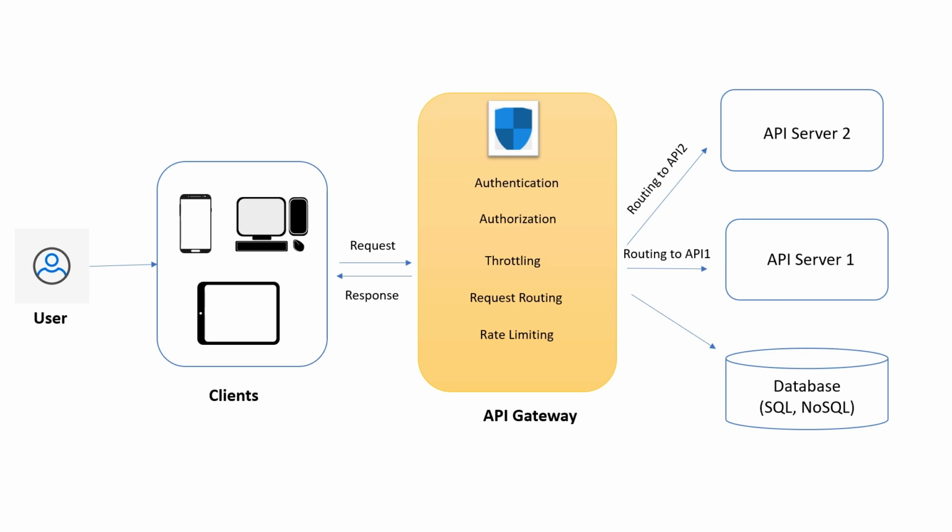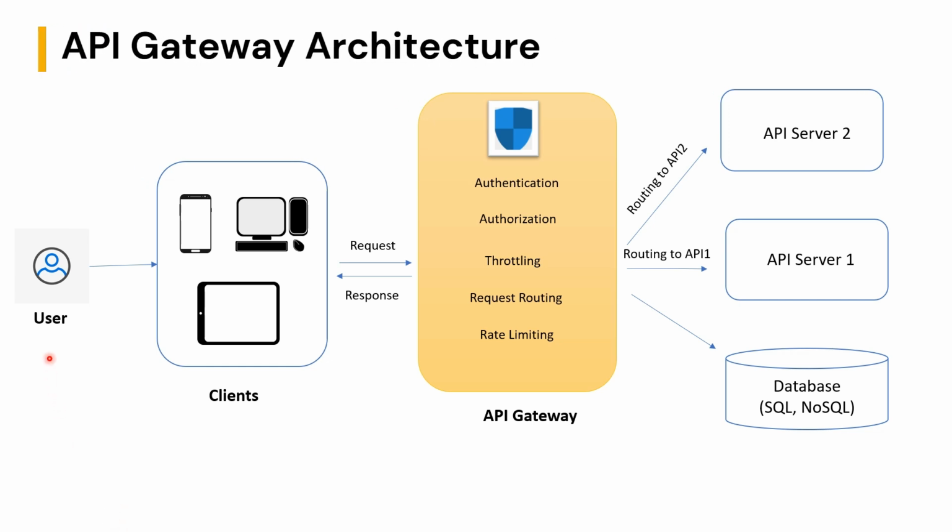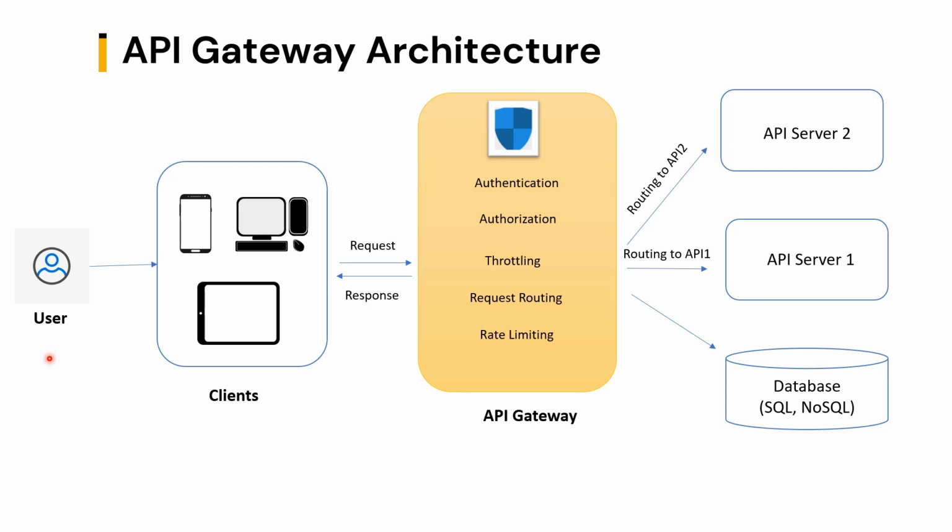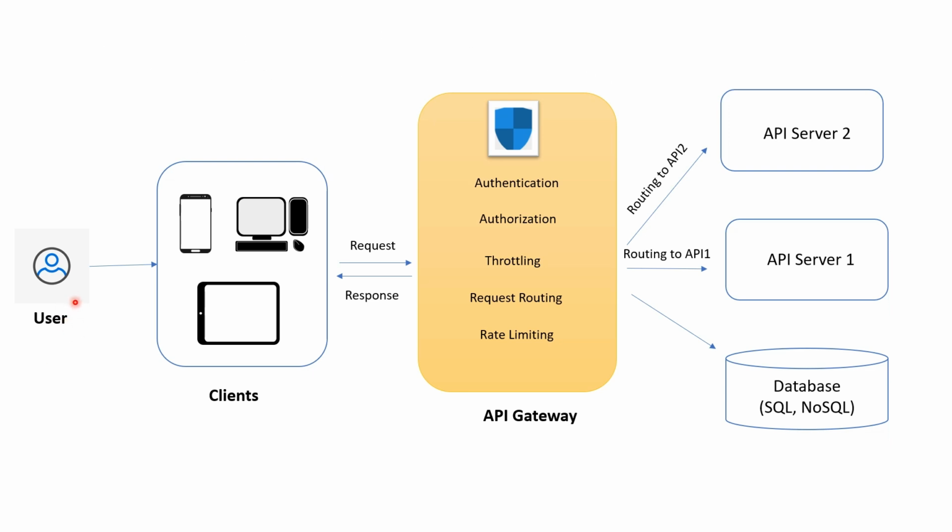On the screen, you can see a basic architecture of an API gateway. Here we have different parts: the user, client, API gateway, and some app servers or API servers. The user uses a website on a different client. It could be a mobile, desktop, or a tablet PC. These are nothing but the clients, and requests will go to the API gateway via these clients.